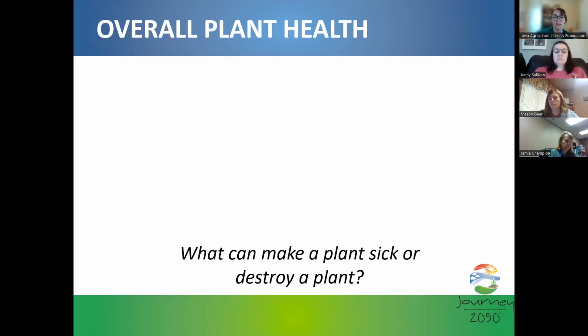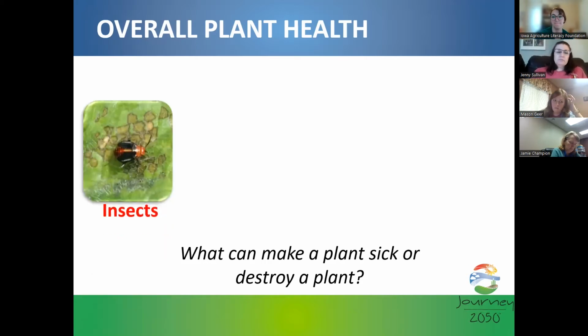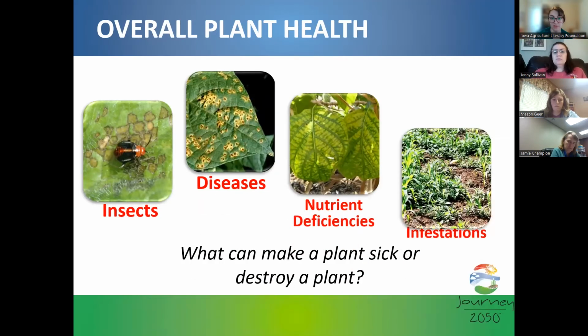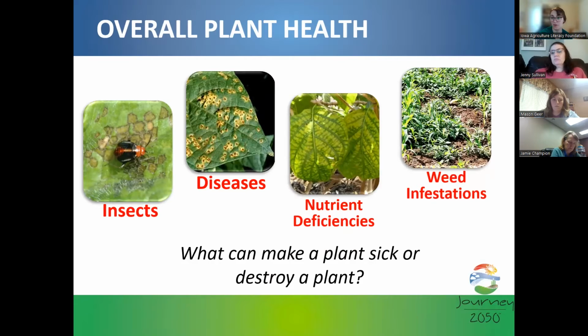There are many things that can do that to a plant, many kinds of pressures. Does anybody want to shout out some of those pressures? What can impact a plant? Weeds. Weather. Insects. Diseases too. But yeah, nutrient deficiencies, weeds, weather, absolutely.